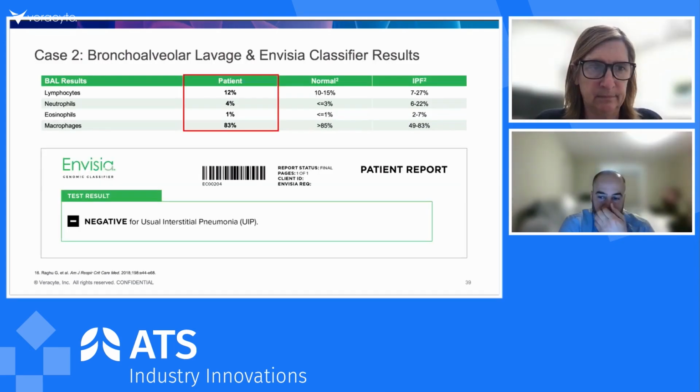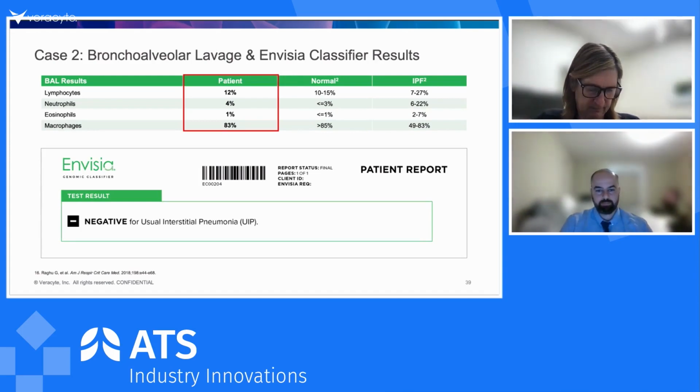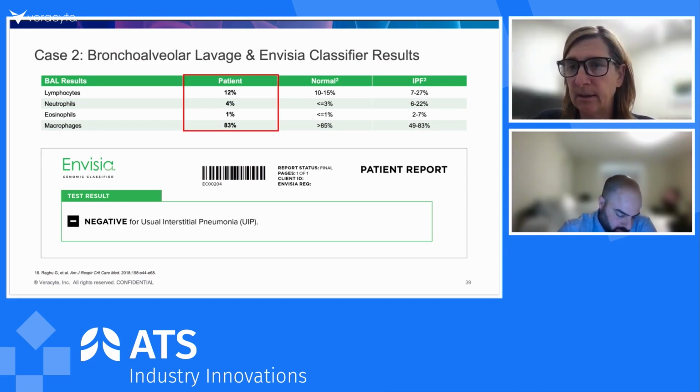This person had a relatively unremarkable BAL, and their Envisia classifier was negative for usual interstitial pneumonia, negative for UIP. So in this instance, Dr. Scholand, you would move on to a surgical lung biopsy if the patient was amenable to it, in the context of this negative Envisia result? I think I would. I think I'd like to have some diagnostic certainty to move forward with my therapies.